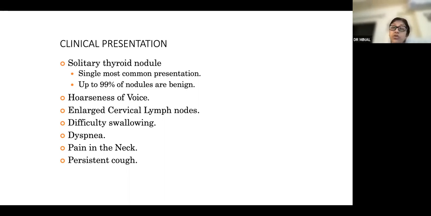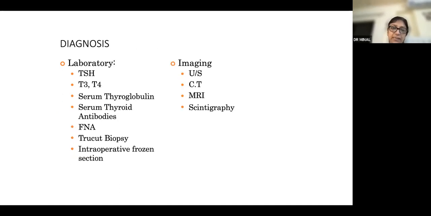Then there is hoarseness of voice. A persistent hoarseness of voice is another pointer towards malignant nodules. There can be enlargement of the cervical lymph nodes. There can be difficulty in swallowing, difficulty in breathing. There will be some pain and persistent cough. So these are the clinical presentations. How will the patient come to you? And then how will you work up and reach the final diagnosis that the patient has thyroid malignancy?